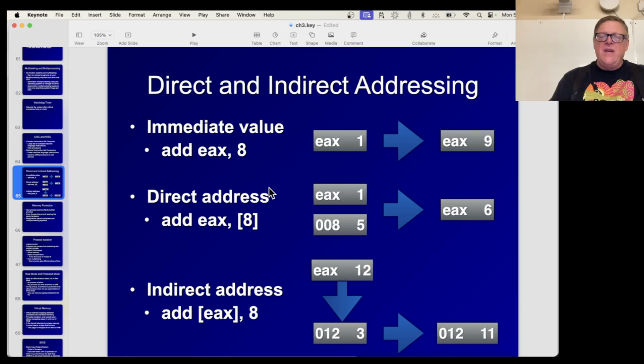And then there's direct and indirect addressing. If I add EAX, 8, I take the accumulator, EAX, which is a storage register on the same chip as the processor, and it goes from 1 to 9. I add 8 to it. I can do direct address with a square bracket, and now it'll take whatever's in memory location 8, which happens to be a 5, and add that to EAX, getting a 6. And there's indirect address, where I treat EAX as an address and add 8 to that. So now if EAX contains 12, you go to memory location 12 and add 8 to that. So those are various ways. The square brackets mean that whatever's in there should be treated as an address, not as a value.